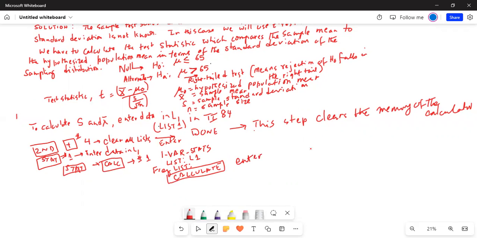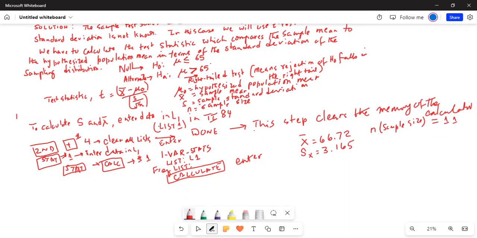So X bar is 66.72 and Sx, that's the sample standard deviation, is 3.165. Okay, we need these two pieces of information, and we know our sample size n is equal to 11.